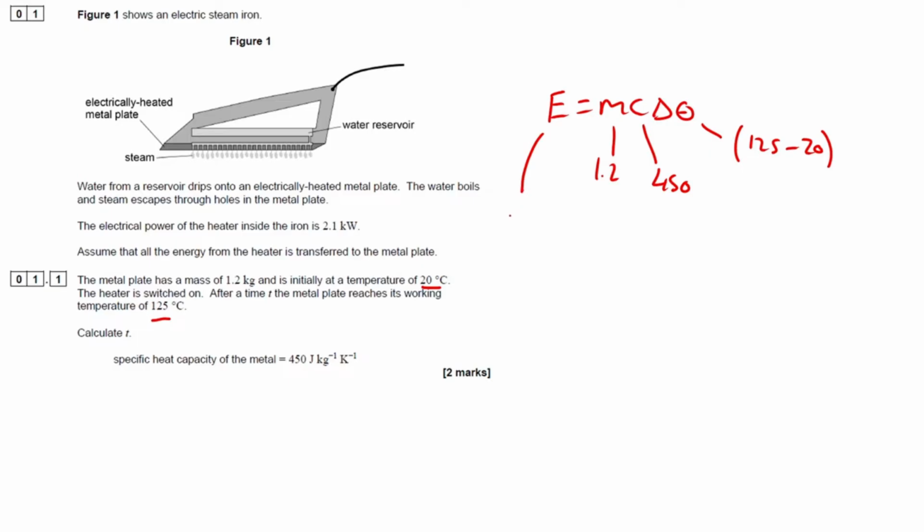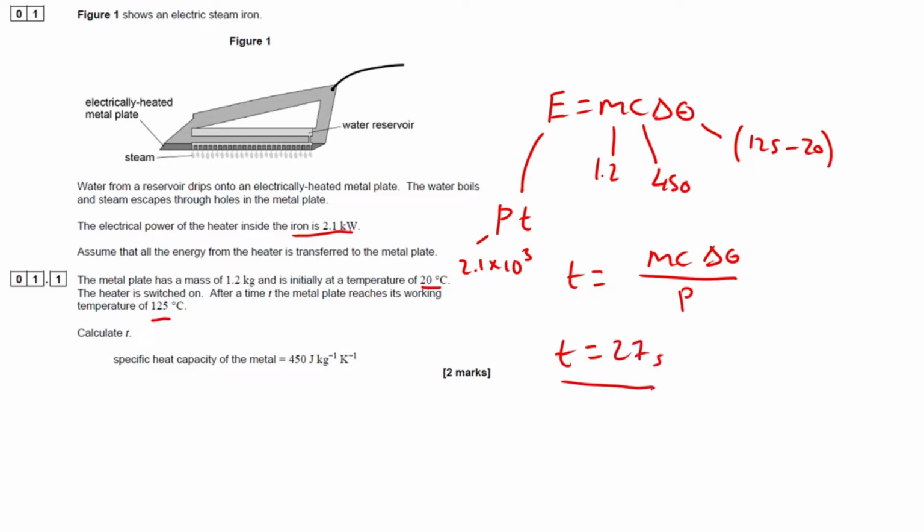For the energy input, since it's electrical energy here and they've given us the power of the iron, we know energy is power times time, where this power is 2.1 times 10 to the 3 watts. So T should be equal to mc delta theta, all divided by P. When you put those numbers in, you should get 27 seconds to two significant figures.